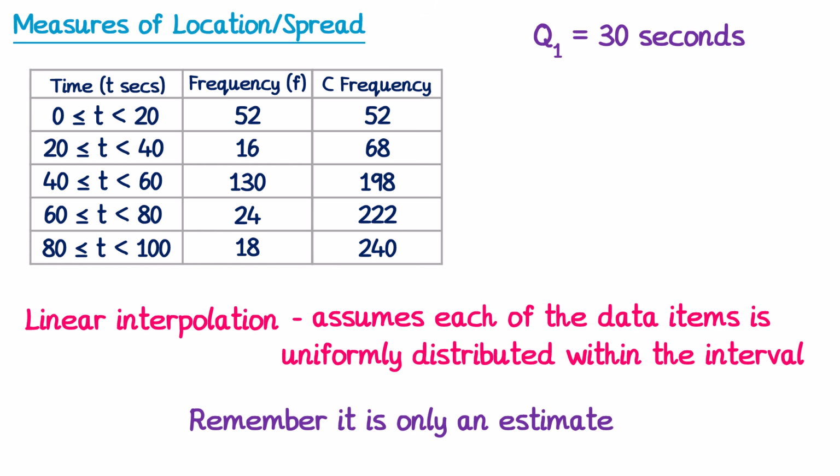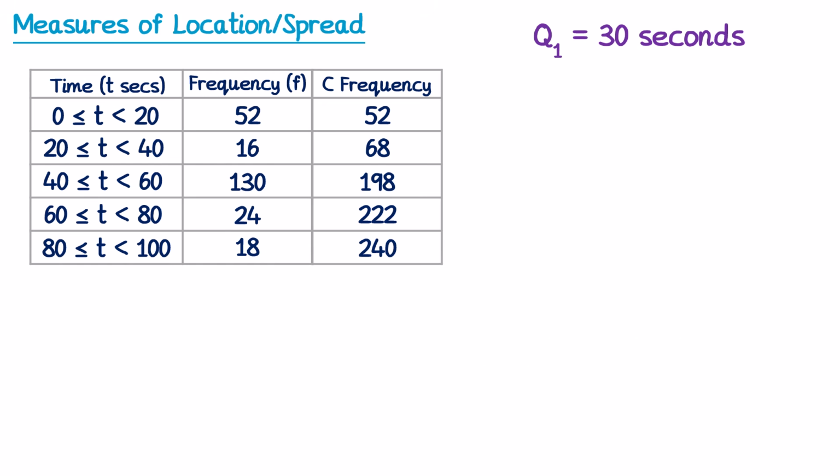We're not saying this is definitely the lower quartile, but it is certainly a sensible approach. Let's use this approach to work out an estimate for the median and the upper quartile as well. So previously we calculated that the median would be in the 120th position. So let's get looking down that cumulative frequency column until we find 120.